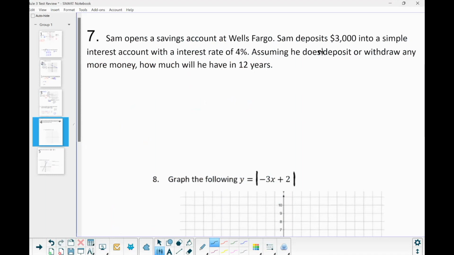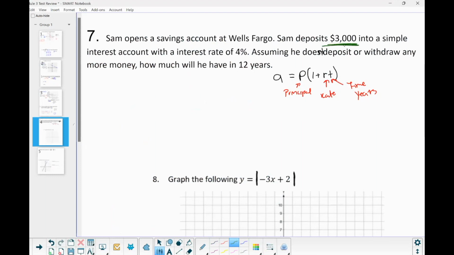All right, so let's fall back on our simple interest formula. We have A equals P times 1 plus RT, where A is our amount, P is our principal, R is our rate, and T is our time in years. So let's start with principal. We're solving for A. We want to get the value of how much money he's going to have after 12 years.